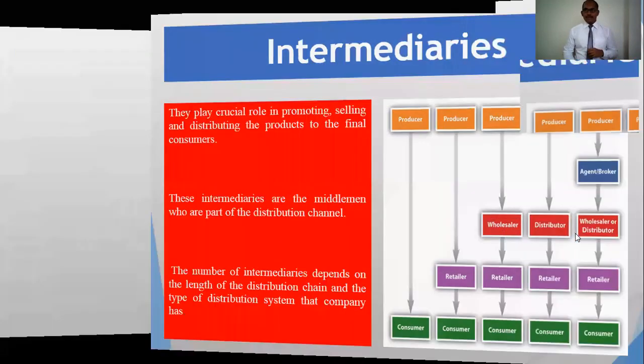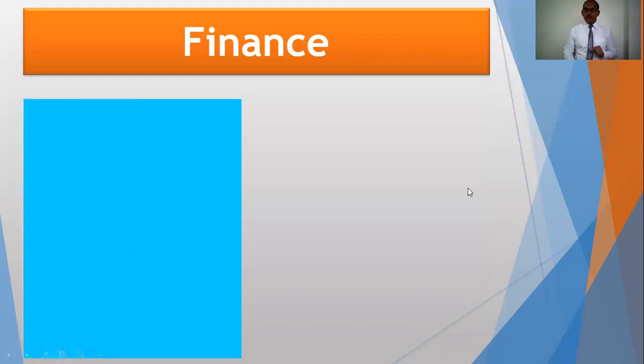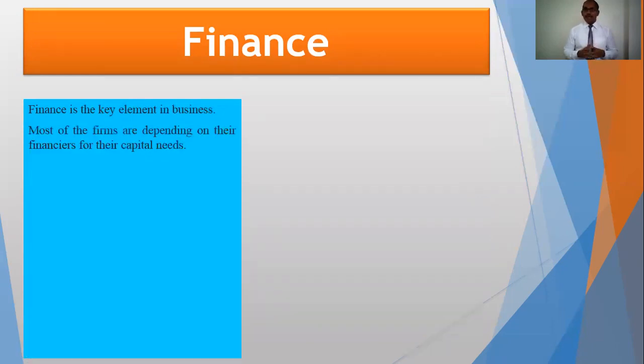And another significant microenvironment factor that influences the business is finance. Finance we can also call credit. Most of the companies depend on finance for their capital needs. When they need money, they borrow either from financial institutions like banks and other non-banking financial institutions, from the general public, and from any other sources. So in order to meet their capital needs, they depend on their financiers.